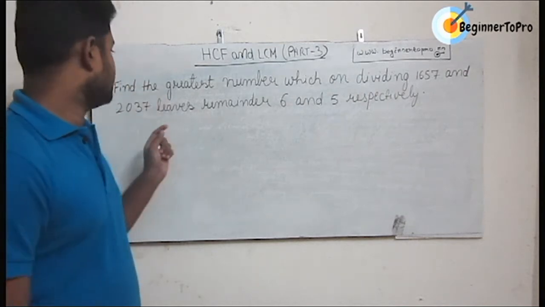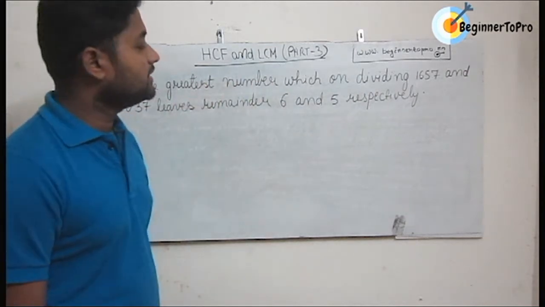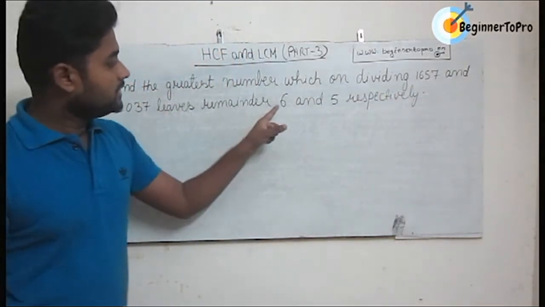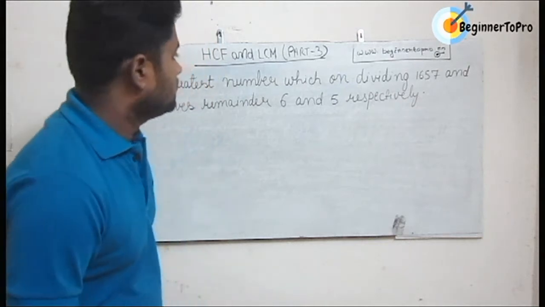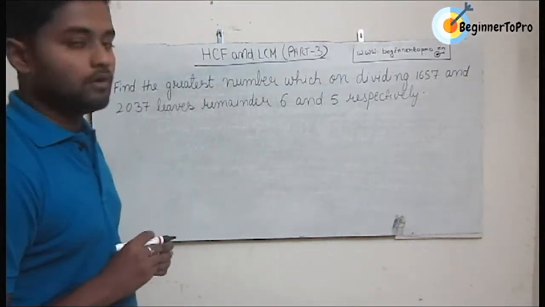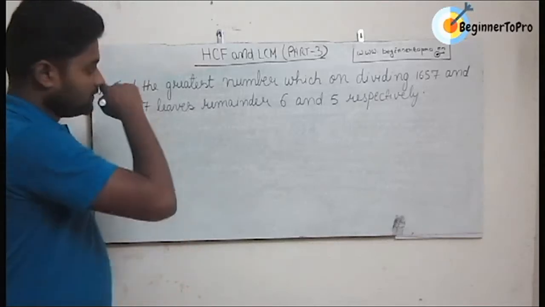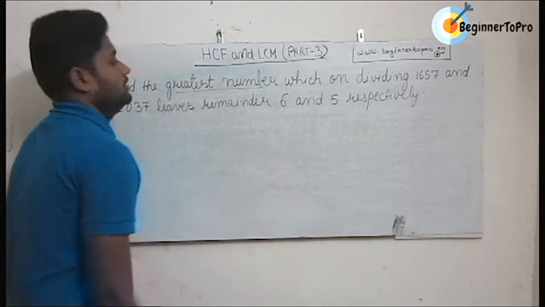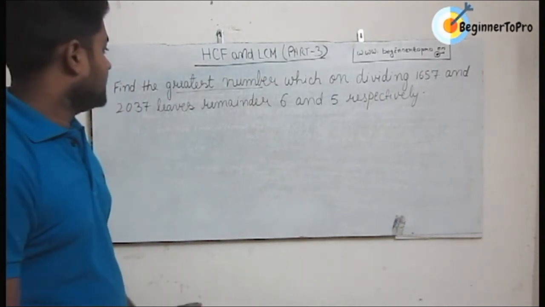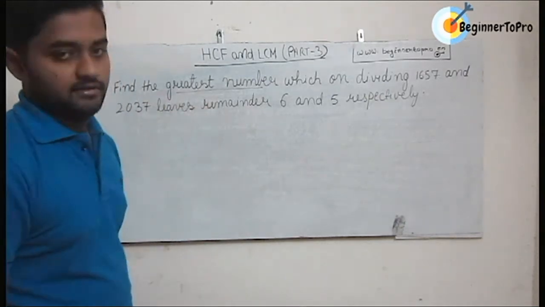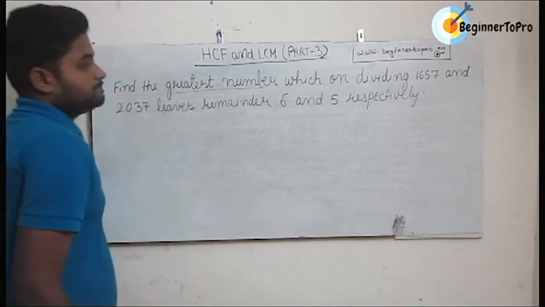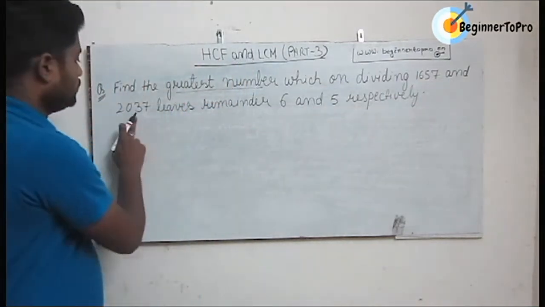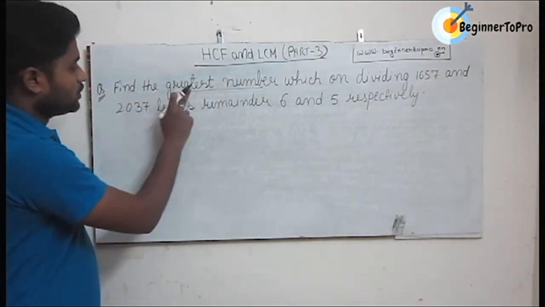The first question is, find the greatest number which on dividing 1657 and 2037 leaves remainder 6 and 5 respectively. So how to approach this type of question? Whenever a question asks for the greatest number, always remember that you need to find HCF here. But you will not find the HCF of 1657 and 2037 directly.